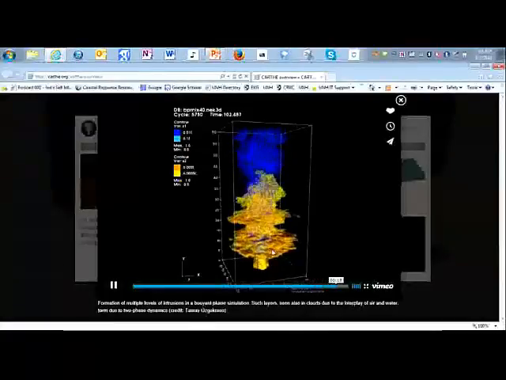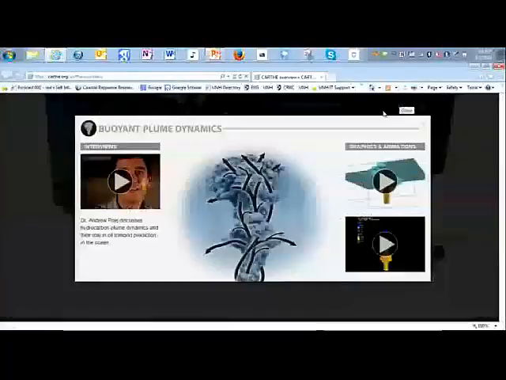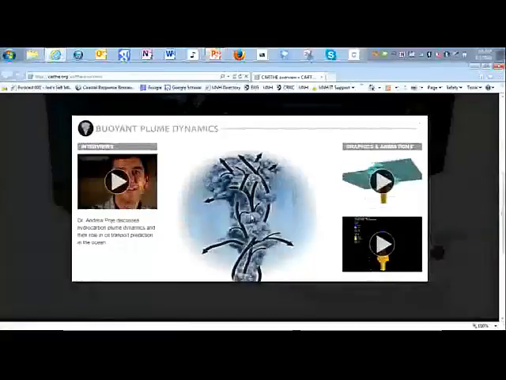Basically, what we think happened, or we know happened, during the Deepwater Horizon is that you got this kind of plume that was rising up, and little subplumes came off of it, of dispersed oil.